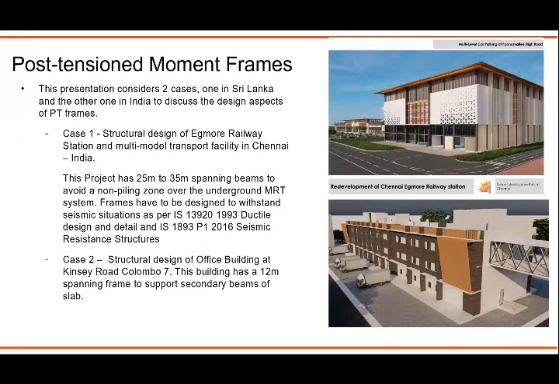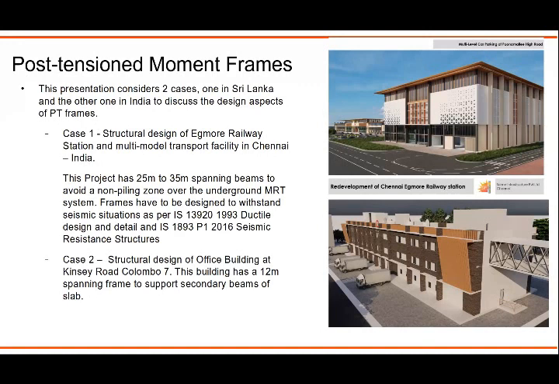This is our first project which we are going to discuss. You can see some photographs. This is a multimodal transport hub in Chennai city. It will connect the underground MRT network to the railway network, the buses, and public and private car parks. All transport facilities are going to link up in one center. I will show you some video.